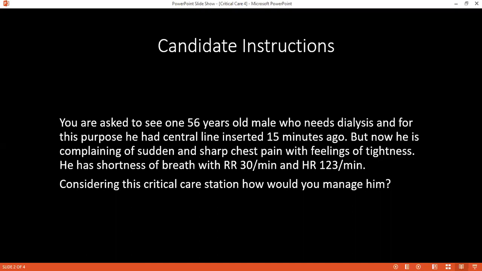Right. So if you have read and understood the critical care scenario, kindly tell me how would you manage this patient now?